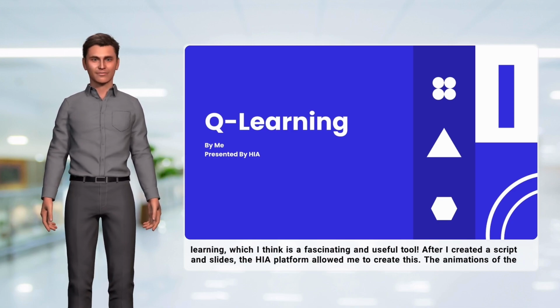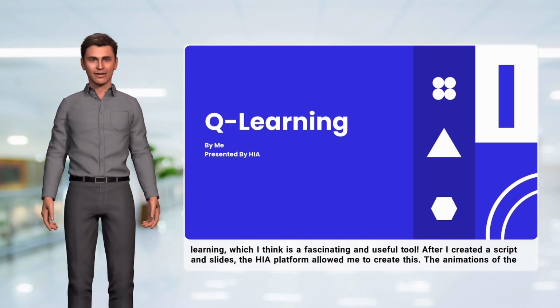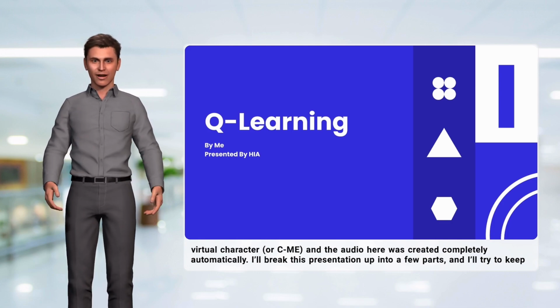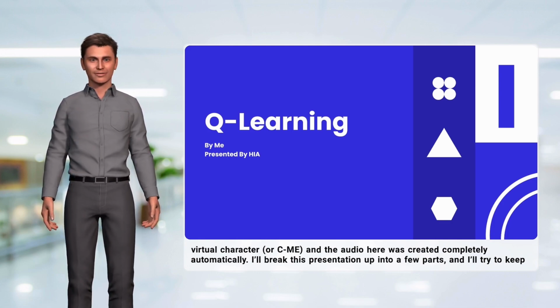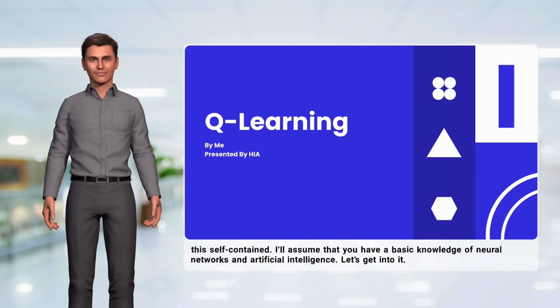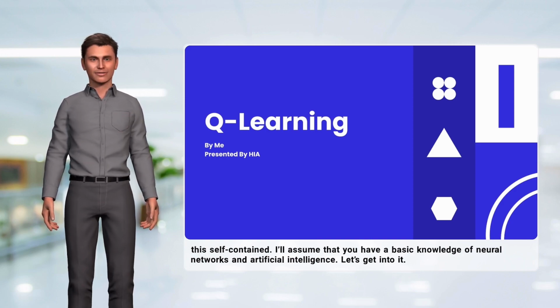After I created a script and slides, the HIA platform allowed me to create this. The animations of the virtual character, or me, and the audio here was created completely automatically. I'll break this presentation up into a few parts, and I'll try to keep this self-contained. I'll assume that you have a basic knowledge of neural networks and artificial intelligence.